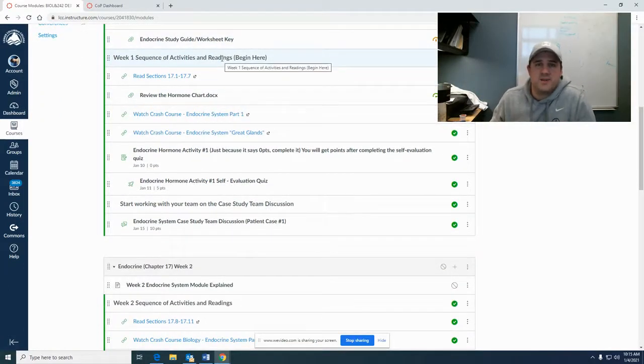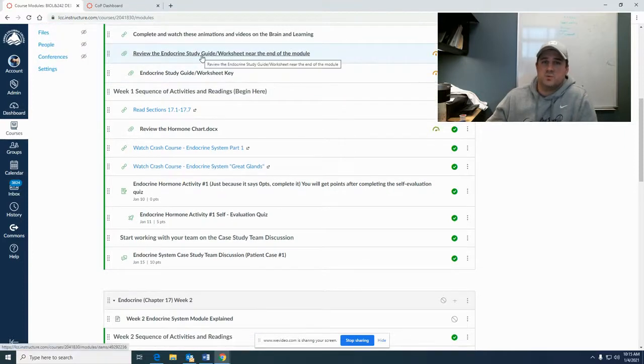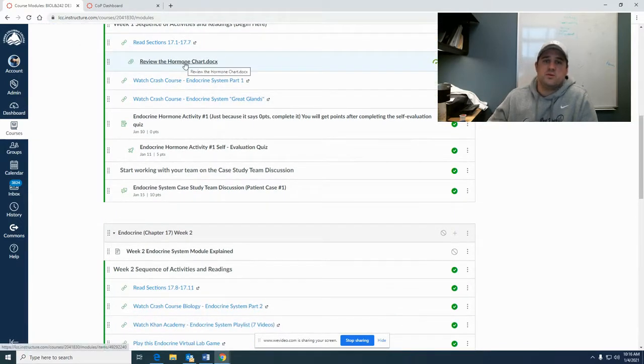And then you have the week 1 sequence of activities and readings. This is where you really want to dive in and begin. So I have the reading there, what sections you're supposed to read. Again, use the learning outcomes, or you can use the study guide right here, the worksheet. As you read through that, you can answer the questions in the worksheet. You can take notes on the study guide. Review the hormone chart. This hormone chart's really helpful because it basically gives you the nuts and bolts, the definition type version of what hormones do, what stimulates them and what they cause. And it doesn't give you the perfect process like I was telling you, but it's a good beginning point.